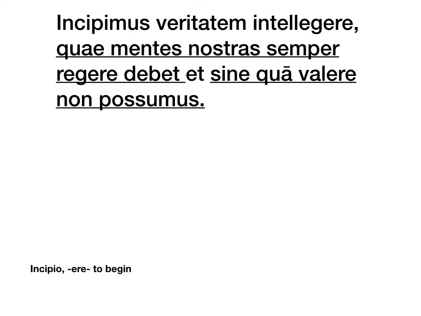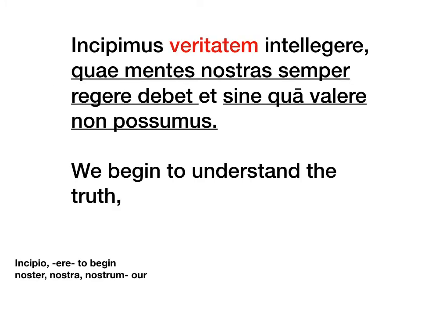Okay, and so now I'm going to move on. These first three words should have been easy. The only way you could have gotten bogged down on those is if you were trying to pull in stuff from the relative clauses into that main clause. But this is just incipimus, first person plural. So we begin. We have truth, veritatem, direct object. Intellegere is to understand. I think some people maybe still don't know that word. It means to understand. So we begin to understand the truth.